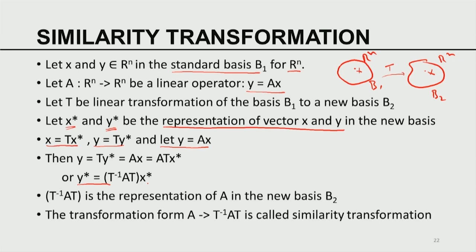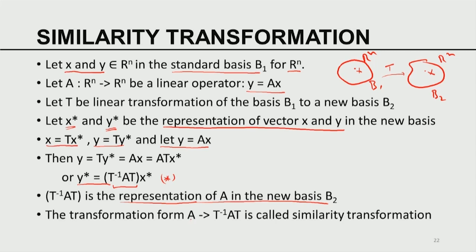So we have not changed anything. We are simply concerned with two vectors X and Y. We are simply representing X and Y in two different bases of Rn. And so A is an operator, T is a transformation. All these things relate to the fundamental result, which is given by the star. So I have a new matrix. The new matrix is T inverse AT. It is related to A. T inverse AT is the representation of A in the new basis B2.